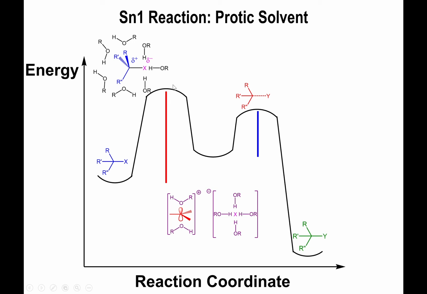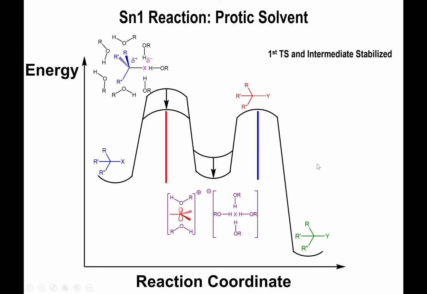And on top of that, when you form the intermediate, the intermediate can now be solvated by the lone pairs of the solvent, right? So that carbocation can now interact with the lone pairs of the solvent and be stabilized somewhat. And the leaving group can also be stabilized by the positively charged portion of the solvent. So you get two things here. You get a lowering of the activation energy, thus speeding up the reaction, and you also get a stabilization of the intermediate. Those two things are happening, but by far, the lowering of the activation energy is what leads to a faster reaction.